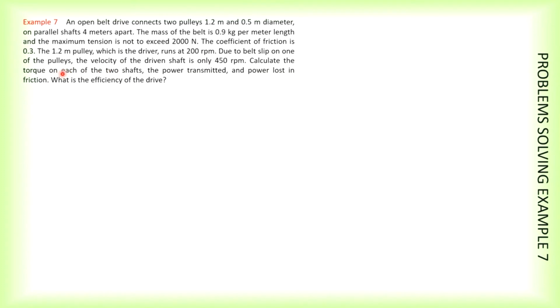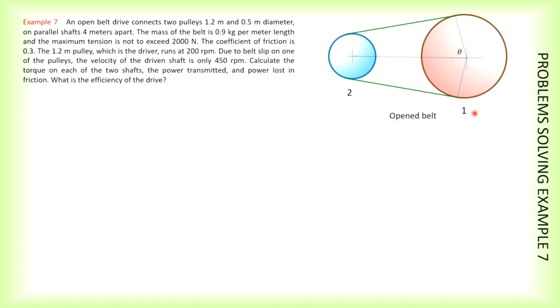So calculate the torque. Now this part here, they ask you to calculate torque. So that is on the pulley, not on the belt. Okay. So the power is 2 pi Nt over 60 for the pulley. For the belt, it is effective tension times velocity. So this power transmitted here is based on the pulley. Okay. And the power loss in the friction, they ask you to calculate the torque on each of the two shafts, then the power transmitted and power loss in friction, and also the efficiency of the drive.